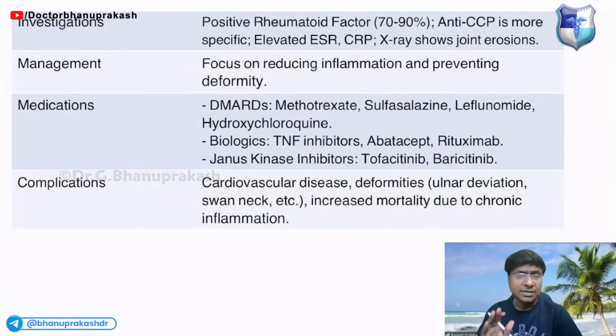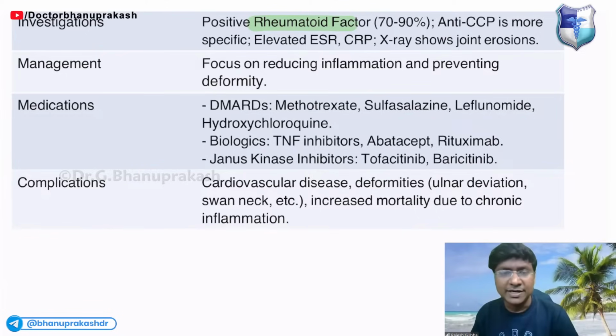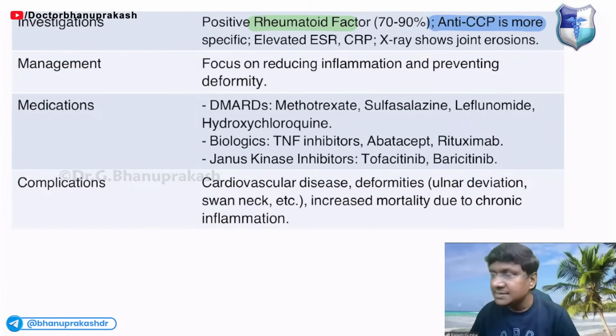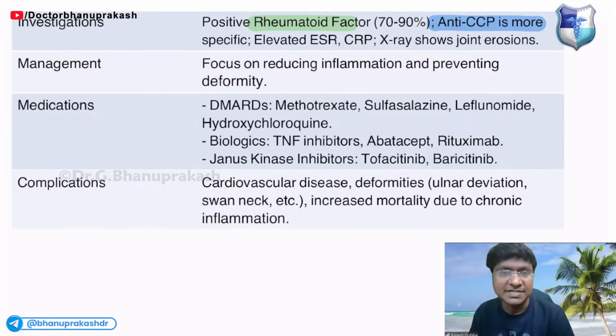Then how will you do the workup in patients with rheumatoid arthritis? You have one non-specific investigation. What is that non-specific investigation? RA factor. But this RA factor is positive in multiple conditions, not only in rheumatoid arthritis. Then what is the investigation of choice, which is more specific? The more specific investigation will be the anti-CCP. Anti-CCP is the more specific investigation in rheumatoid arthritis.